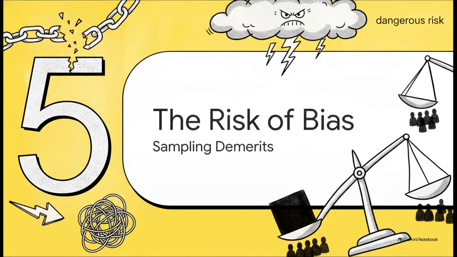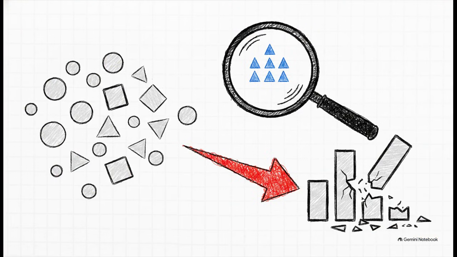But, of course, there is a catch. Let's look at Section 5, the risk of bias. No statistical method is completely flawless. The major demerit of the sampling method relies entirely on human error. If the selected units aren't truly representative of the whole population, your entire study just falls apart. This is the potential risk of biased sample selection.